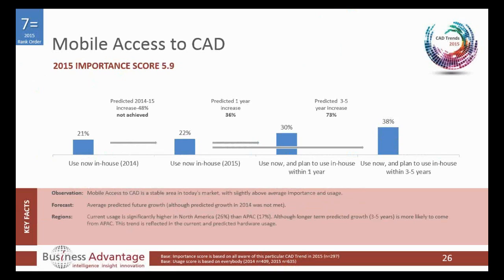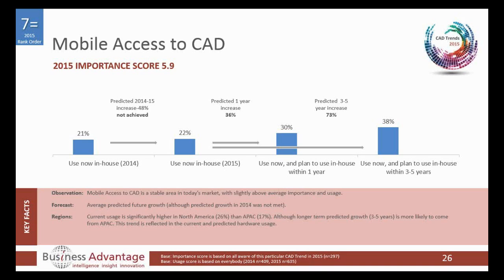The next trend we looked at was mobile access to CAD, and this can apply to laptops, tablets, along with smartphones. There was a slight increase in importance rating here attributed to this trend. It increased from 5.8 to 5.9 this year. And the predicted increase in usage from 2014 to 15 was about 48%. In fact, the increase was just 5%.